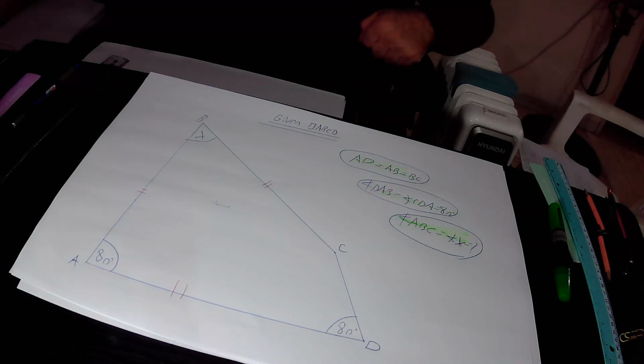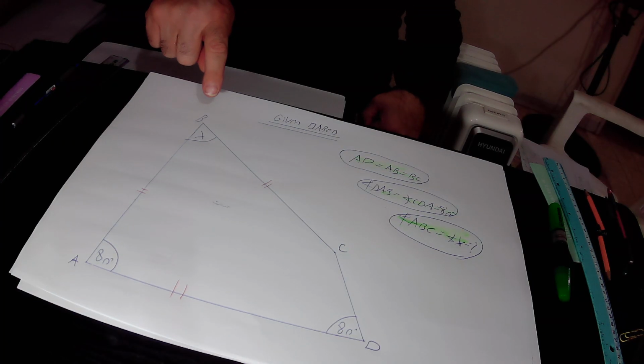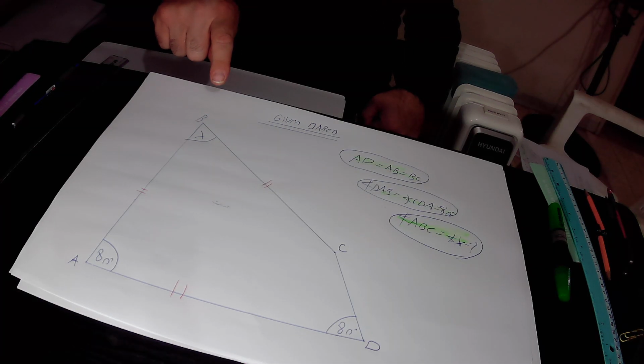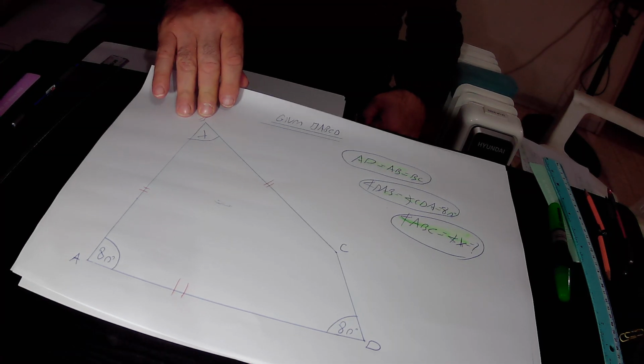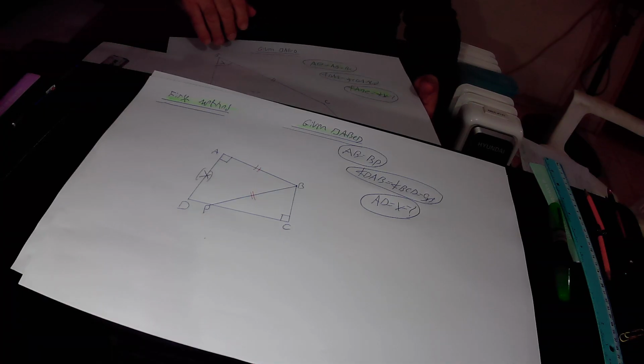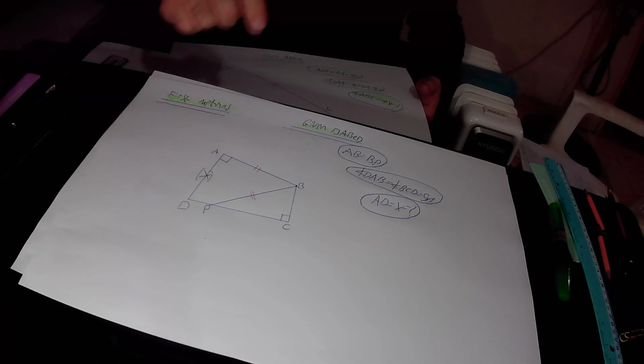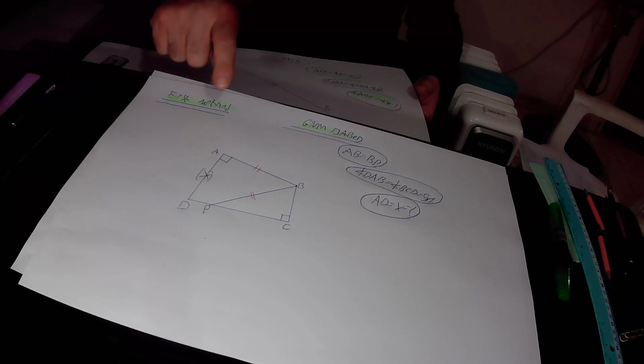And now in this lecture we'll answer two questions. In the first question, we can find out the size of this angle ABC equals x, so we have to find out the value of angle x. The second question, we'll find out the length of this line segment AD equals x. So we have to find out the length of x.